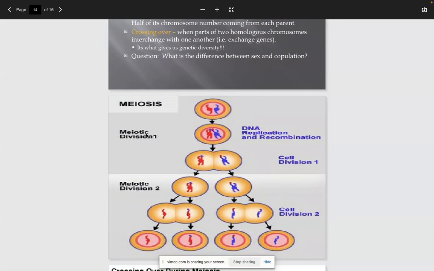Meiosis is, again, meiotic division 1 and meiotic division 2. This is just showing you the initial DNA replication and genetic recombination. Here you're going to have crossing over of genes, which are going to recombine in order to, again, give us this genetic diversity. At the end of meiosis 1, you have the telophase portion in which you have the formation of the cleavage furrow and formation of two daughter cells.